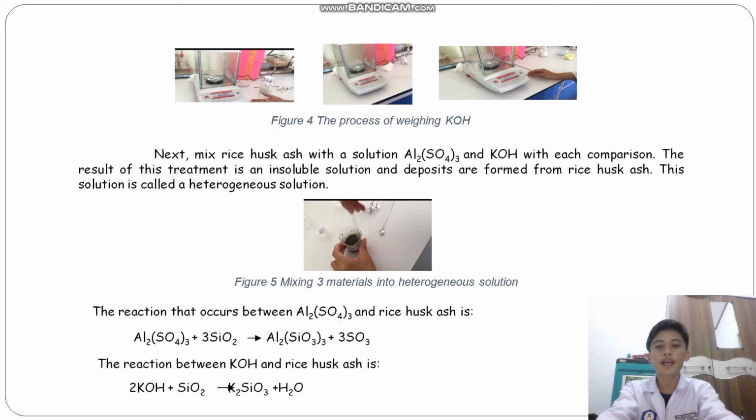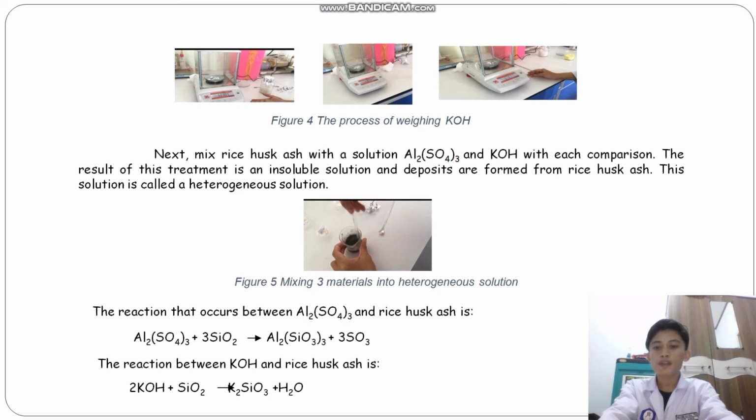Next, mix rice husk with a solution of aluminum sulfate and KOH in each compression. The result of the treatment is a soluble solution and deposits formed from the rice husk. This solution is called a heterogeneous solution. Figure 5, mixing the 3 materials into a heterogeneous solution.